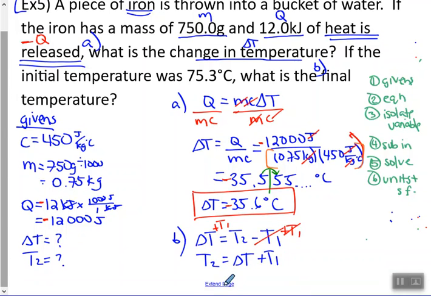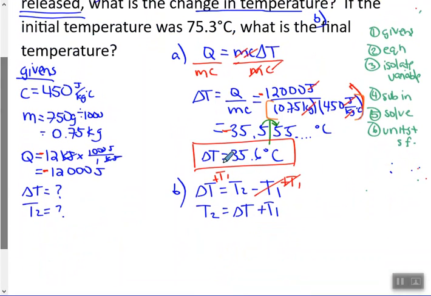Now here's the problem. If we did not recognize that delta T is supposed to be negative, we're losing heat, then we would do 35.6 degrees Celsius plus our initial temperature, which was 75.3 degrees Celsius. So T1, 75.3 degrees Celsius. And we would get a larger number than what we started with. If we're losing heat, that doesn't really make any sense. The iron is getting put into some water. It's not going to get hotter. It's going to cool down.